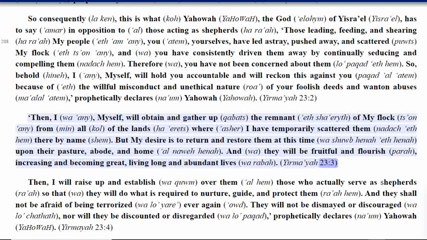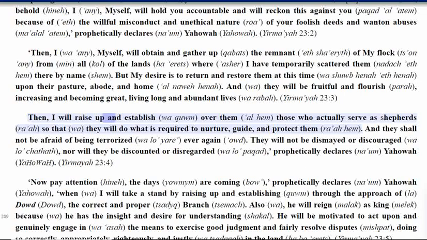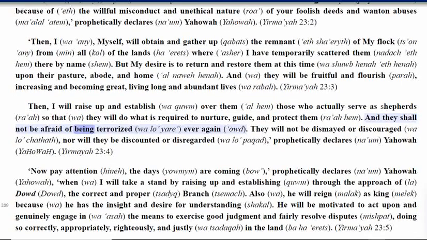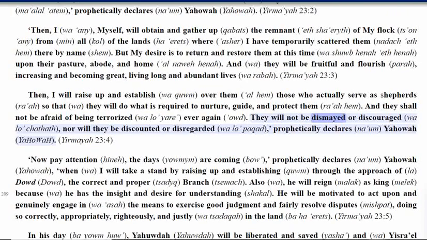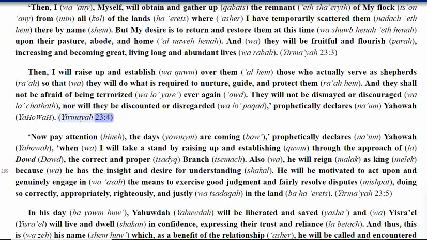Yirmiah 23-3. Then, I will raise up and establish, Wakum, over them, Alhem, those who actually serve as shepherds, Ra, so that, Wah, they will do what is required to nurture, guide, and protect them, Rahem, and they shall not be afraid of being terrorized, Walo Yer, ever again, Ode. They will not be dismayed or discouraged, Walo Chatteth, nor will they be discounted or disregarded, Walo Pakad, prophetically declares, Naum, Yahowah, Yahowah. Yirmiah 23-4.